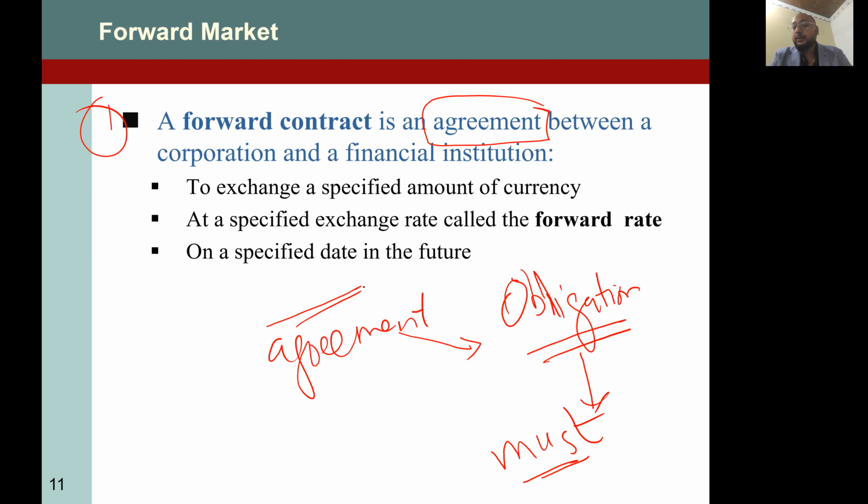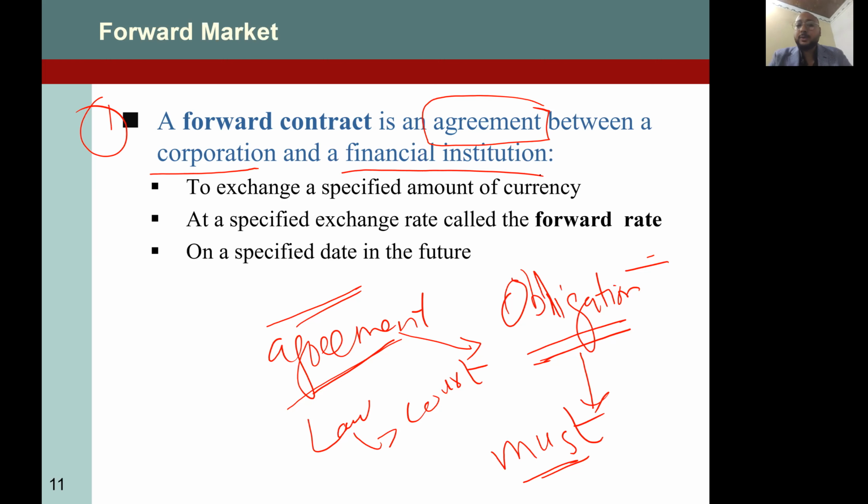All right, so it means one party cannot run from its responsibility or agreement or obligation. If they do that, then they would be penalized. A huge fine is going to be imposed on them, because this can be challenged by the law, or you can have a lawsuit, or you can go to court. Right? So a forward contract is an agreement between a corporation and a financial institution.